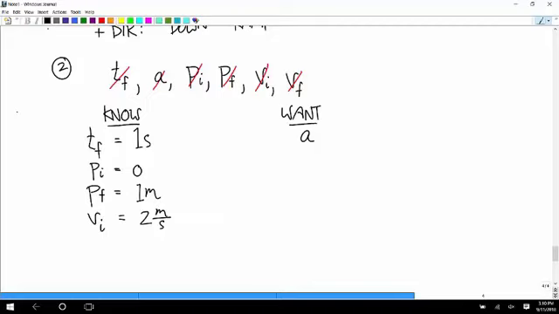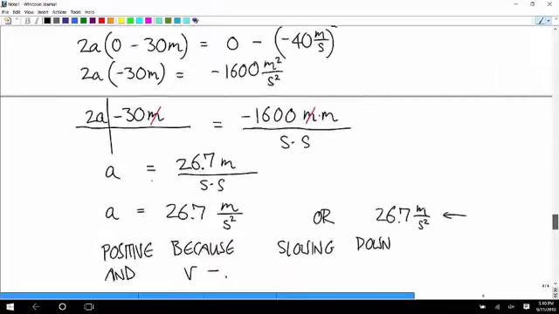All right, so are there any of those three equations that work for these? So what do we have? The two positions, the initial velocity, and the time, and we need acceleration.